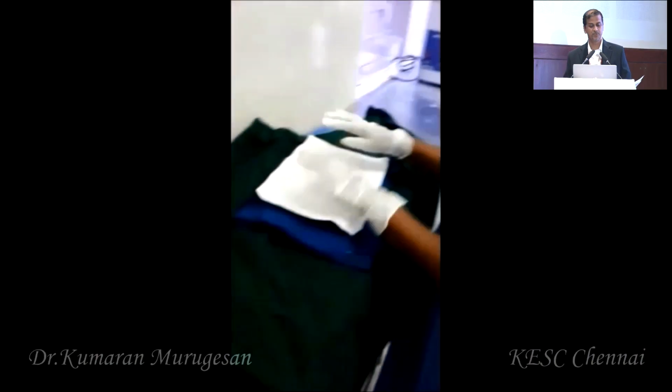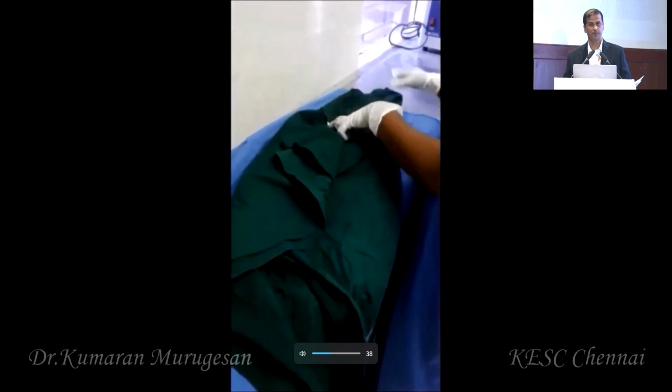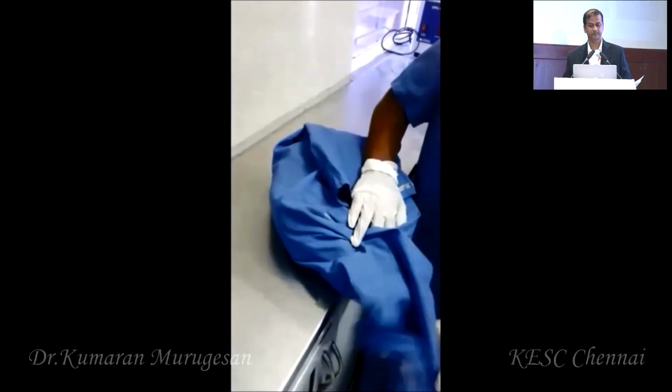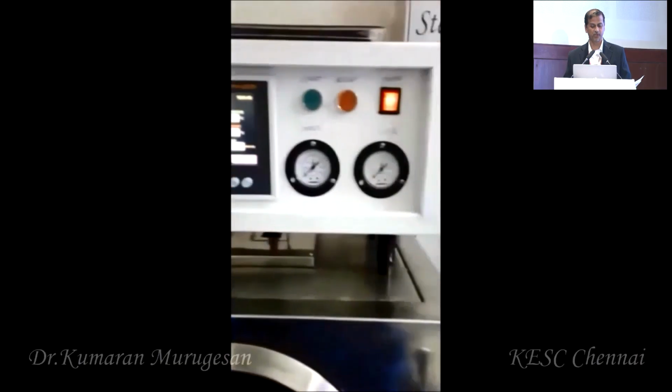This is the Bowie-Dick test. As I told you, it comes in 2 forms, the paper or the strip. Depending upon the volume of your autoclave, you can use the strip or the paper. They have to be kept under a stack of linen. They have to be packed tightly, and they have to be kept inside an empty autoclave, as I told you earlier.